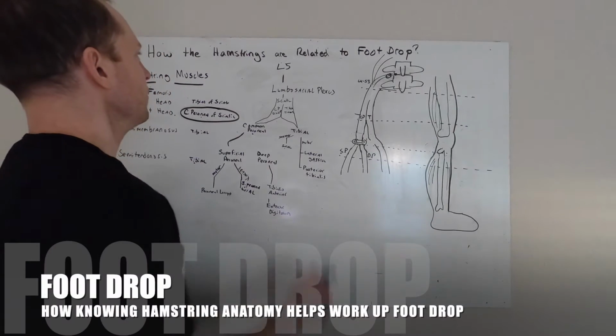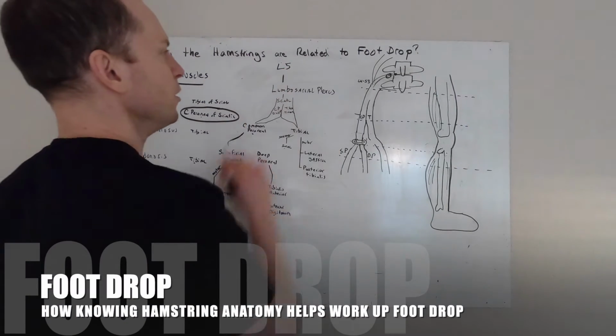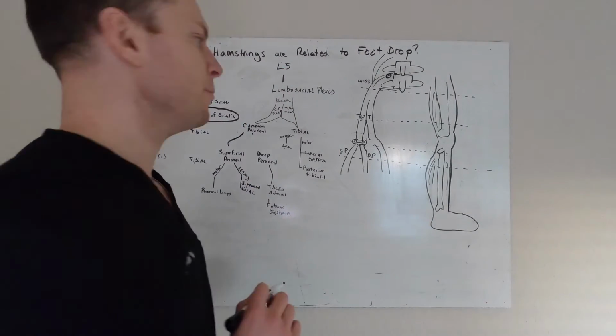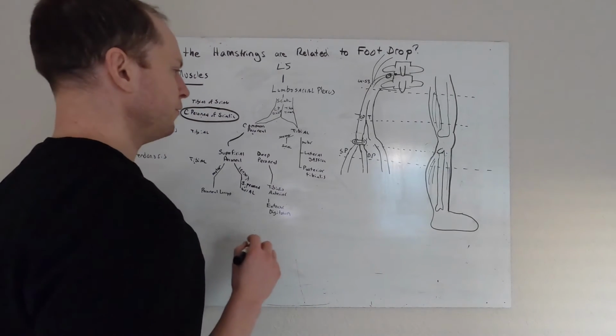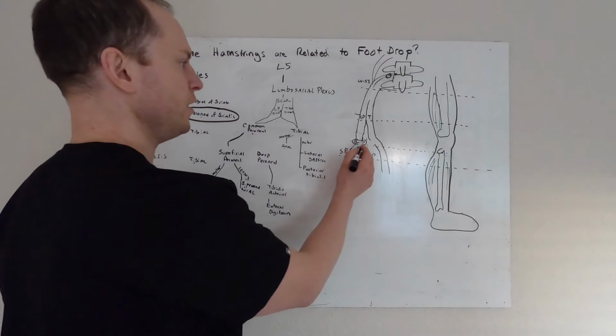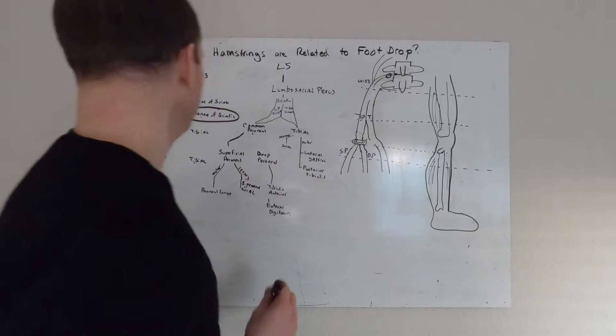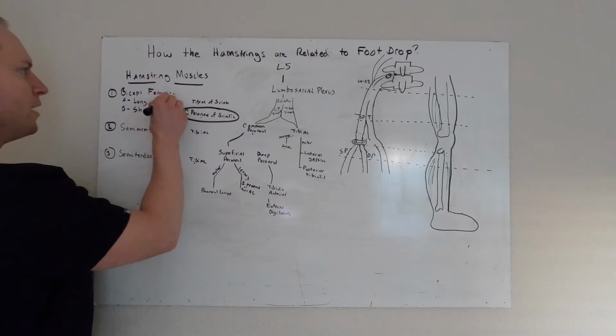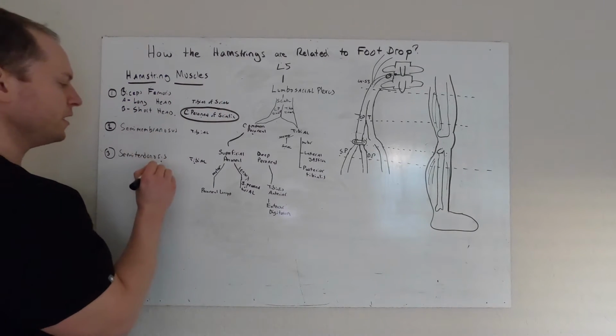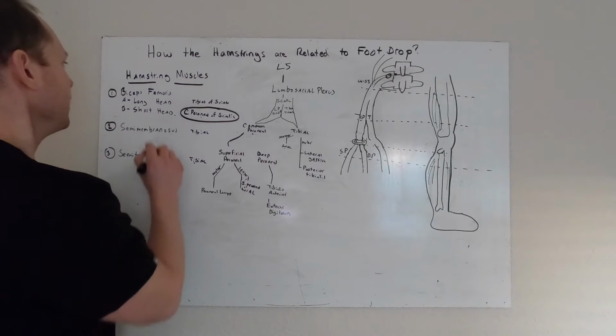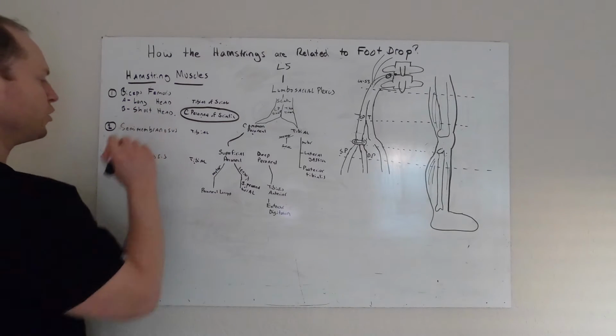So today we'll go over why knowing hamstring anatomy can help with a foot drop workup. We will go over a quick review of the most common cause, which is a lesion at or about the fibular head. So the hamstring muscles are the biceps femoris, the semimembranosus, and semitendinosus. The biceps femoris has a long and a short head.